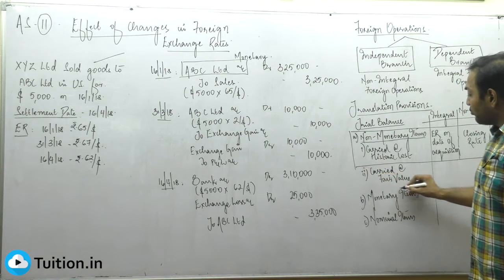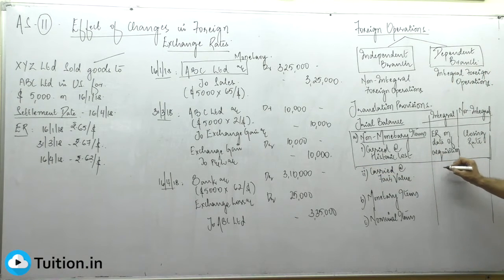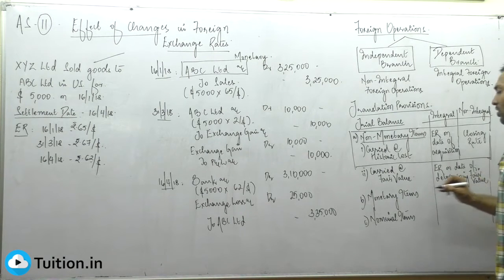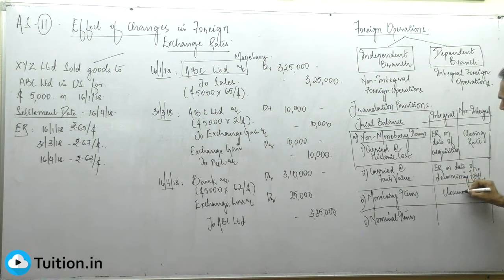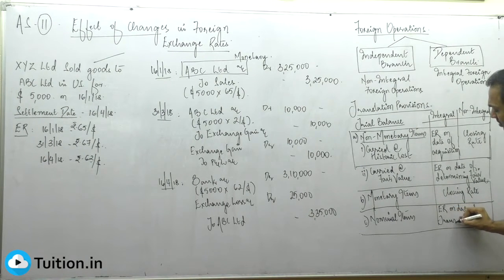So let's look at the second one. What about your non-monetary items carried at fair value? Exchange rate on date of determining fair value. The date when you determine the fair value, what was the rate? When we look at monetary items, we simply apply the closing rate. When we see nominal items, we apply the exchange rate on the date of transaction.